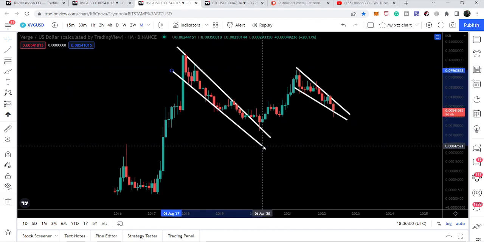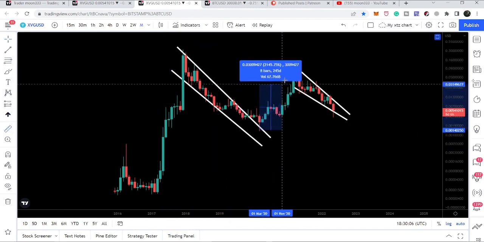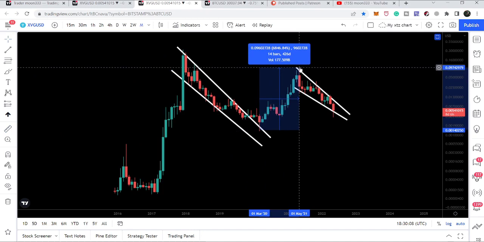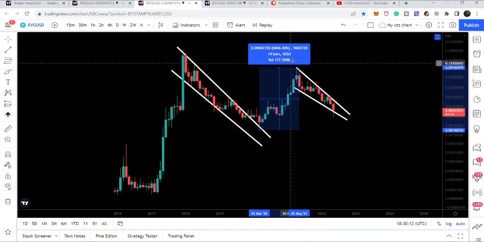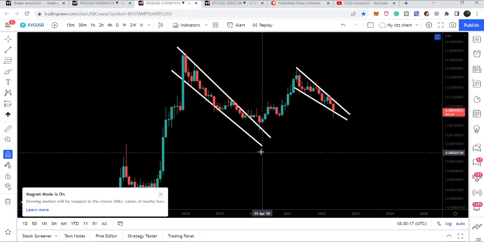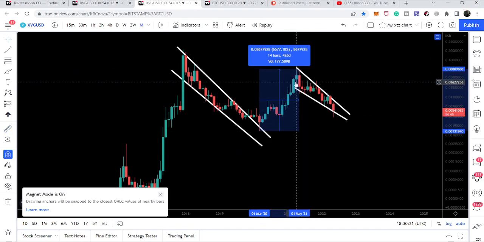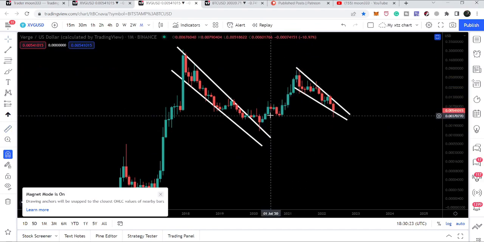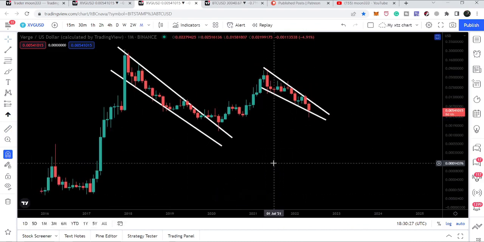And after breaking out this falling wedge, we had a very big rally. Let me just show you this move from this low to this high. That was more than 6,800%, very close to 7,000% rally. Exact move, let me show you the exact move, and that is 6,500%. That was a very big move. And right now again it has formed another falling wedge pattern that is smaller than the previous one.